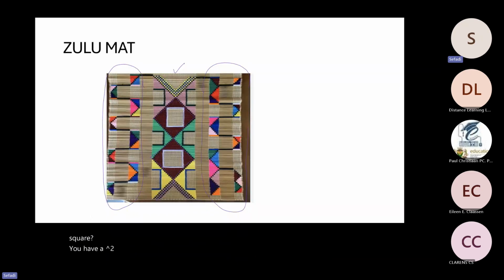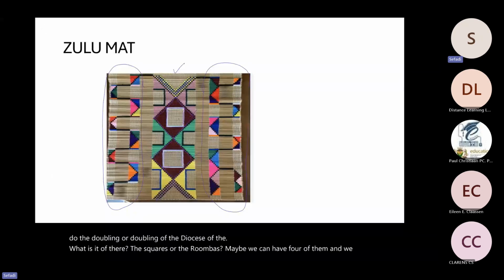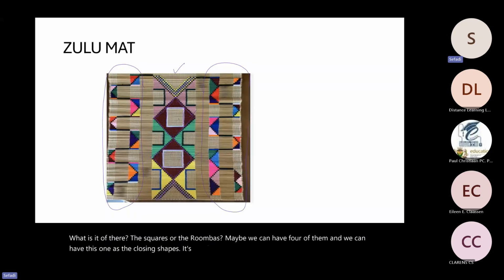So you must understand this pattern so that when you design your own, you know that I'm going to start with V first, and then I will do the rhombus or the square, two squares in the middle, so that when the question says design for the big mat, maybe you can do the doubling of the squares or the rhombus. Maybe you can have 4 of them, and you can have this one as the closing shapes. So I think with this one, I will just stop there.